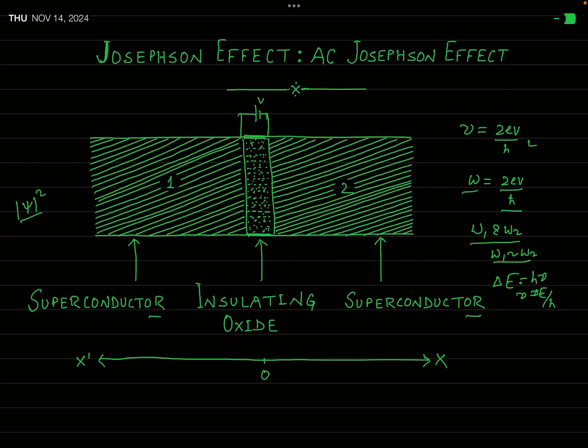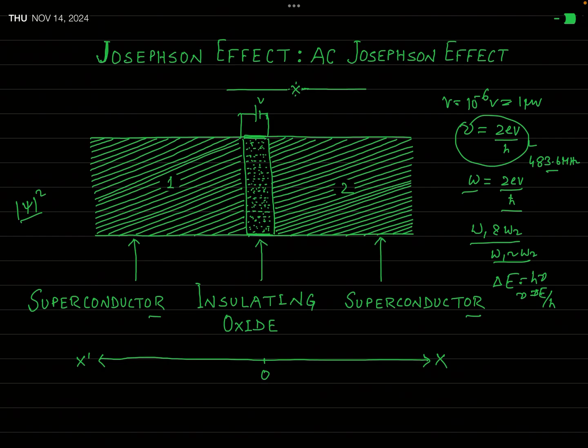In fact, when we take V equal to 10 to the power minus 6 volt, or you can say 1 microvolt, then from this result, if you calculate the value of frequency, you will see that this will be almost equal to 483.6 megahertz. From this formula you can obtain it.